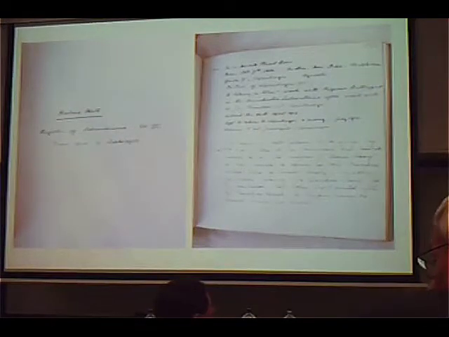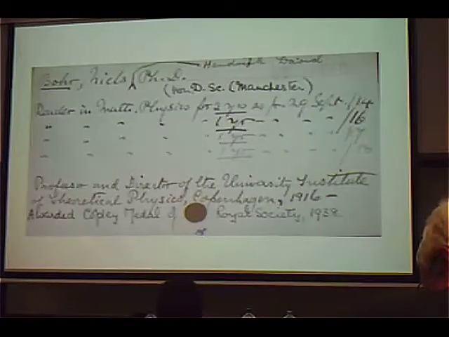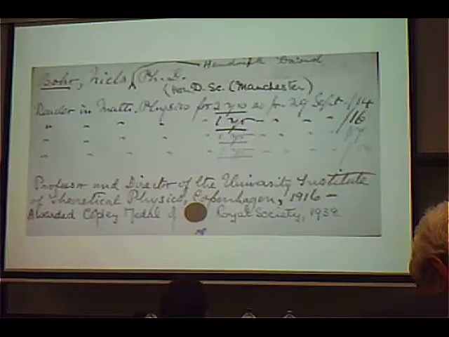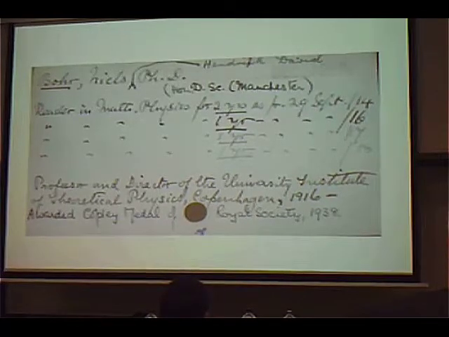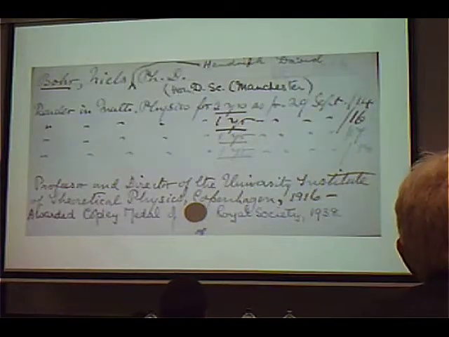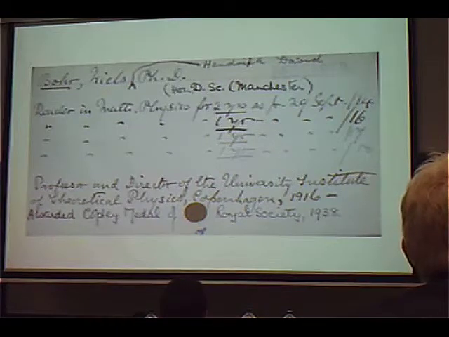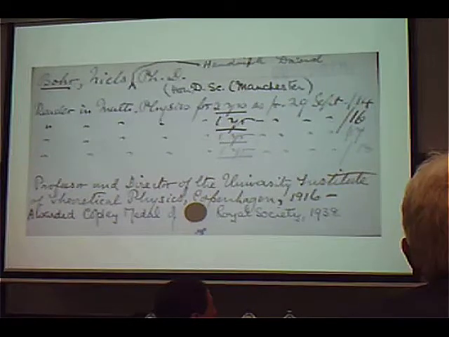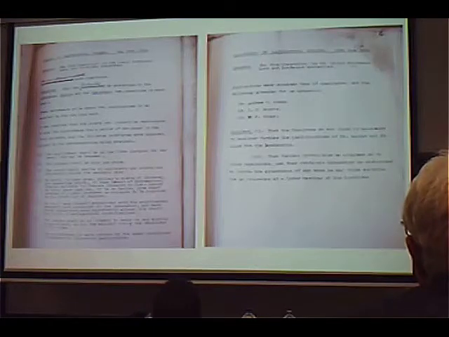All institutions involved with students like to keep a record of those students' later careers and so forth. This is the university's employment record for Niels Bohr. These are the various appointments to which he attained. Reader in mathematical physics for 2 years in 1914, reappointed. And then he goes to Copenhagen. Again, the university is keen to note that he was awarded the Copley Medal of the Royal Society in 1938.